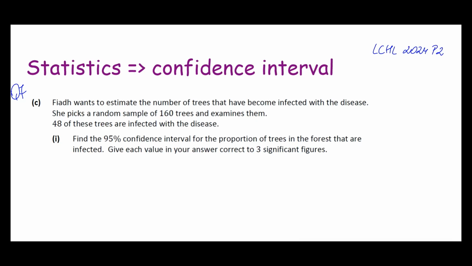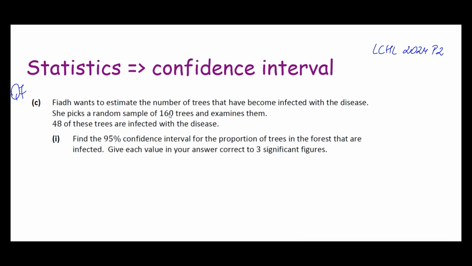So in this question about Sophia and the forest, because she has a forest and she has trees in the forest, in this part, we are looking at a 95% confidence interval. Sophia wants to estimate the number of trees that have become infected with disease. She picks a random sample of 160 trees and examines them.